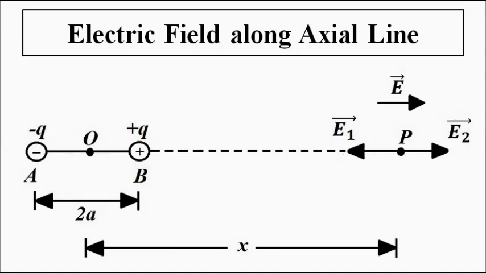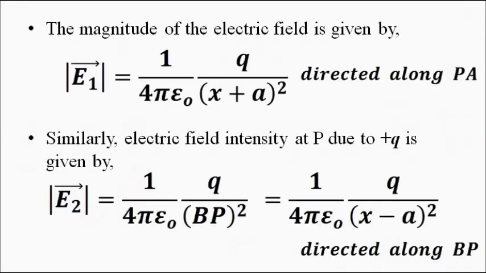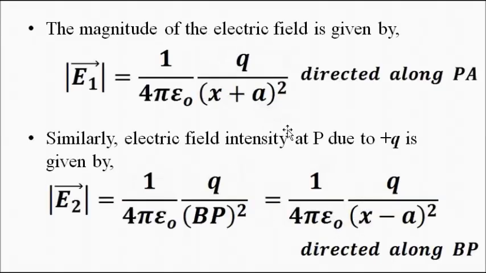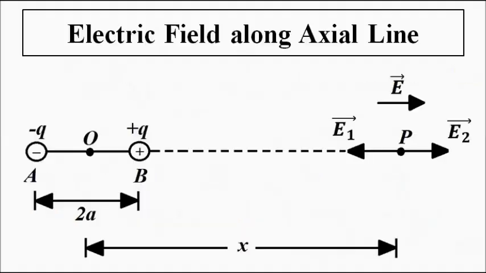Now again, the magnitude of the electric field is simply, we take out the minus sign, 1 by 4 pi epsilon 0 q by x plus A whole square. And the direction of the field, as the force is attractive in nature, is towards A, in the direction PA.